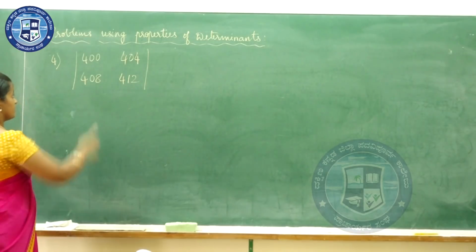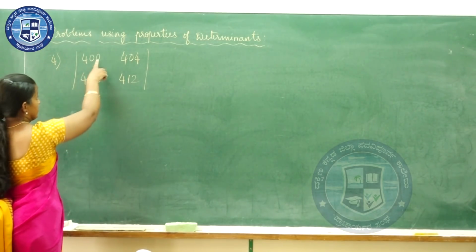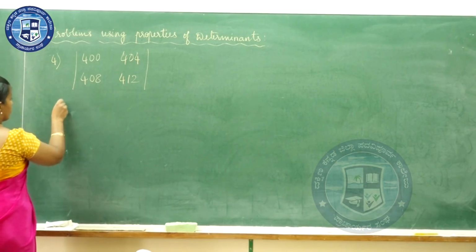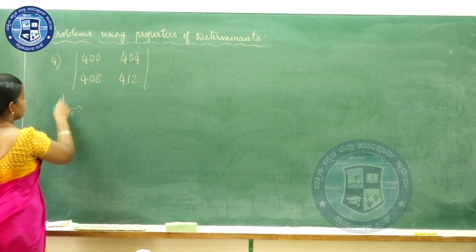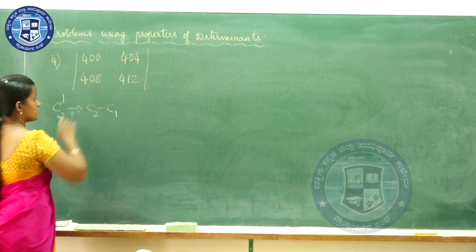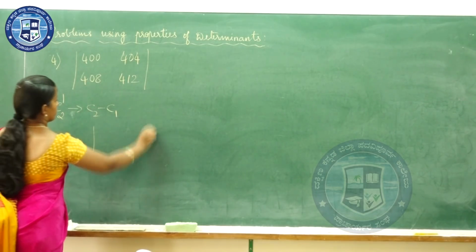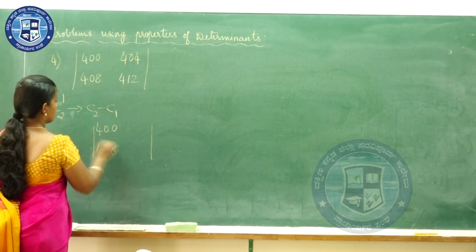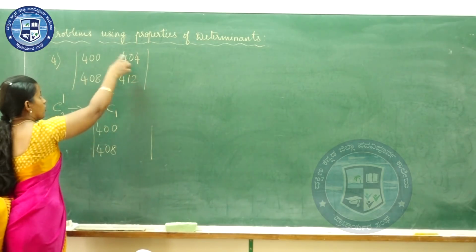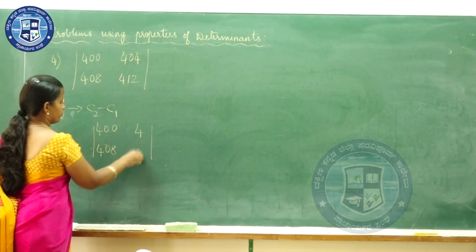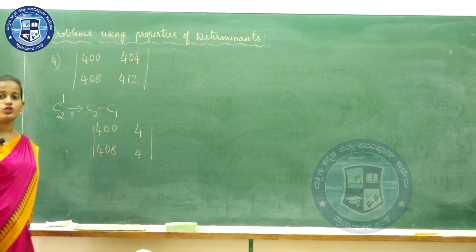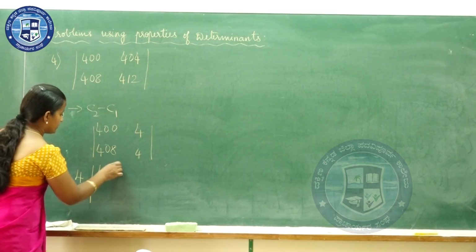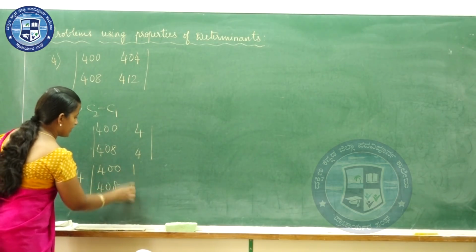Fourth problem, evaluate the determinant. If you observe, the difference is 4 between the columns. So I will use the column operation. Column 2 is replaced with column 2 minus column 1. So column 1 is as it is. Column 2 is column 2 minus column 1. So 4 and 4. Now you can see that in the column 2, 4 is common. Bring it outside. So what will remain? 400, 408, 1 and 1.